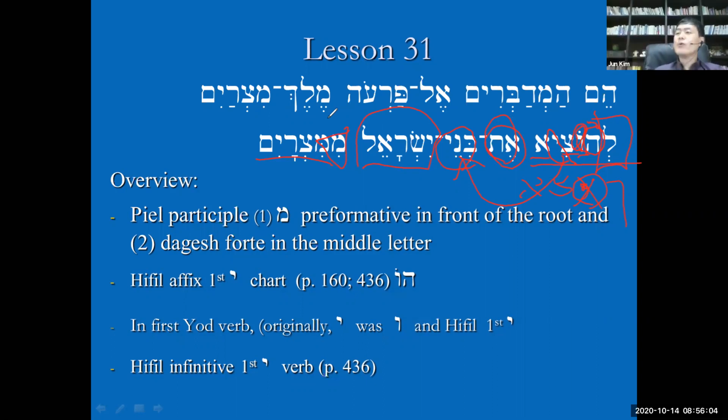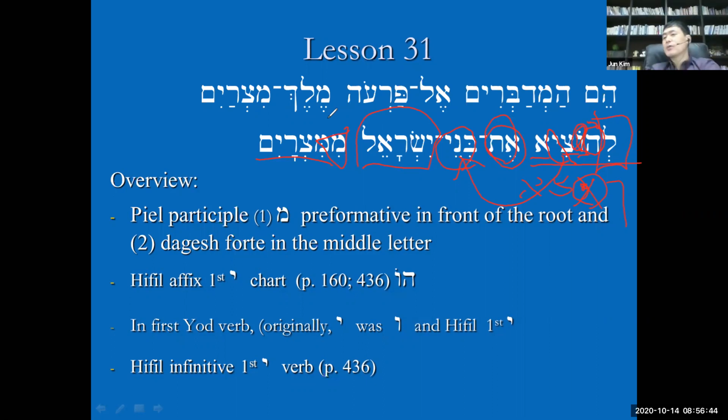Number two, if you have preformative he together with holem plene, which makes the ho sound, then you need to think about what? The preformative he indicates the Hifil stem. Okay, Hifil stem. I'm talking about preformative he alone. Then that indicates Hifil stem. And then the holem plene, which is following he, indicates first yod verb infinitive construct.